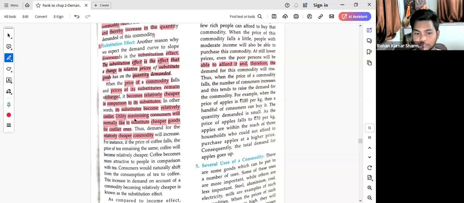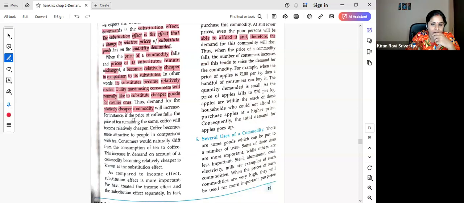Yes, ma'am. Very easy to understand? Yes, ma'am. So as compared to income effect, substitution effect is more important. And income effect and substitution effect are separate. Remember, don't get confused between income effect and substitution effect.